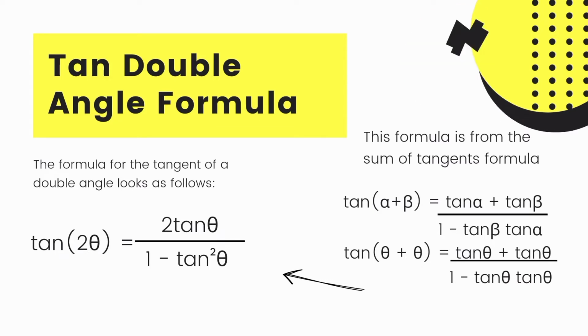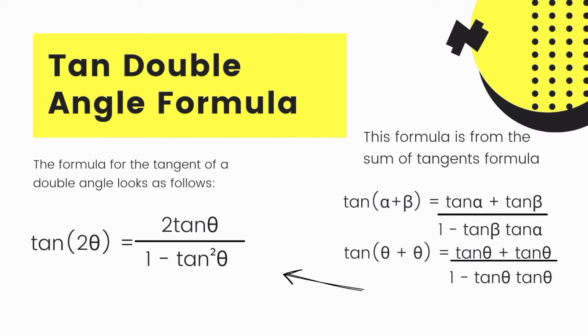Next we have the tangent double angle formula. The formula for the tangent of a double angle looks as follows. Tangent 2 theta is equal to 2 tangent theta divided by 1 minus tangent squared theta.